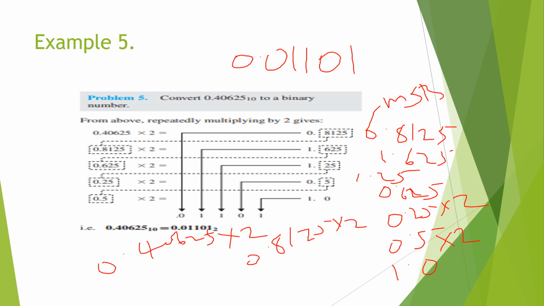So now our equivalent conversion of 0.40625 base 10 is equivalent to 0.01101 base 2. So that is how we convert the fraction. The only difference is in the most significant bit and the least significant bit, and like where we were dividing with the twos.